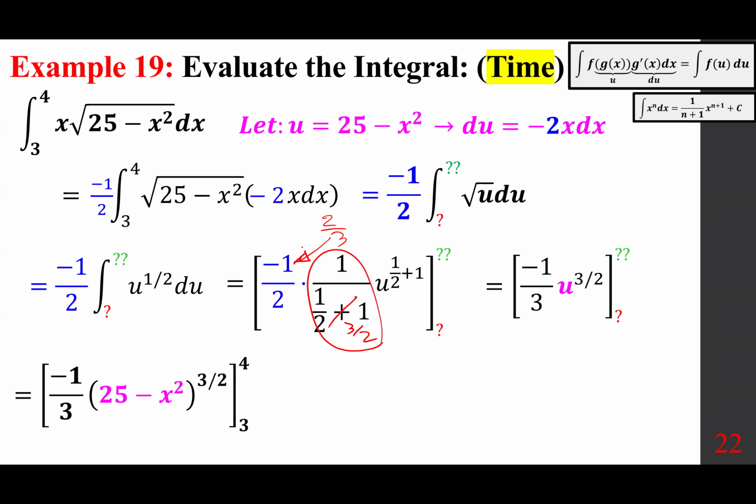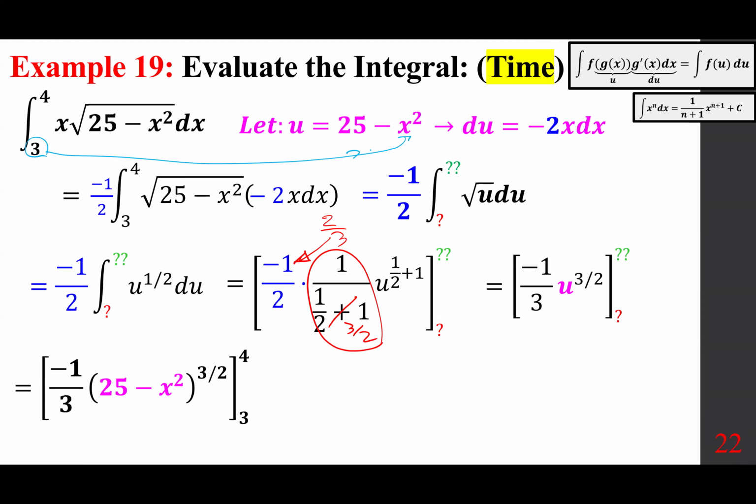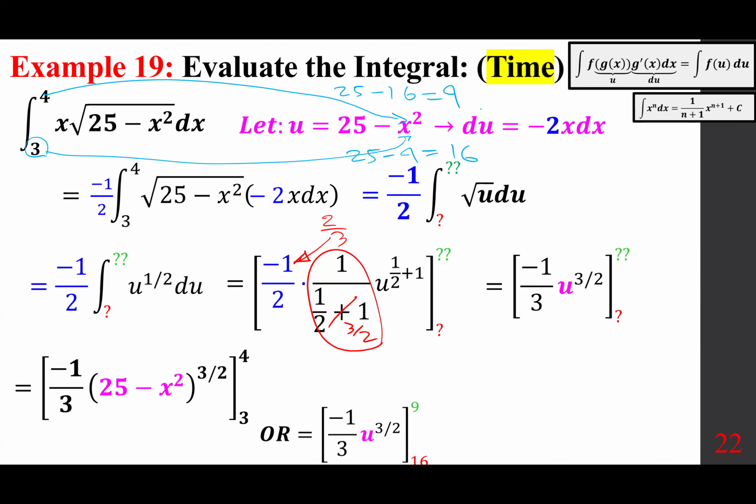So we can go back to the original variable and original limits and do the math, or if I put number 3 here, 3 squared is 9. 25 minus 9 becomes 16. If I put the 4 here, I get 16. 25 minus 16 is 9. Those are the new limits.